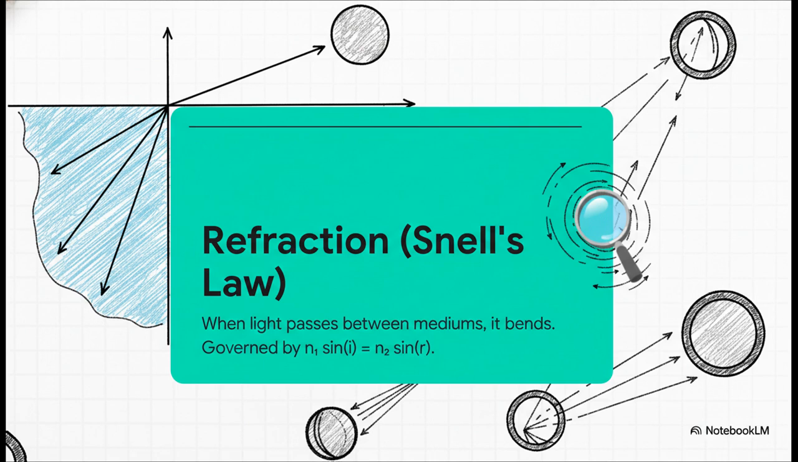The secret ingredient in this formula is n, the refractive index. You can kind of think of it as a material's optical friction. Air has a low n, but water is more optically dense, so it has a higher n. When light enters that denser medium, it slows down a bit and bends toward that imaginary normal line. This simple bend is the powerhouse behind every single lens.